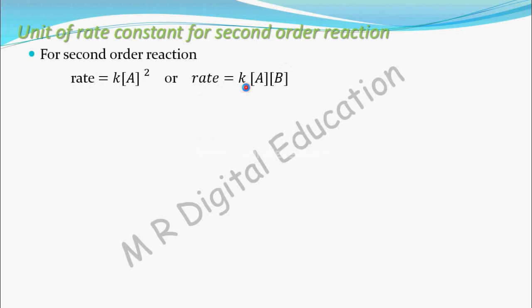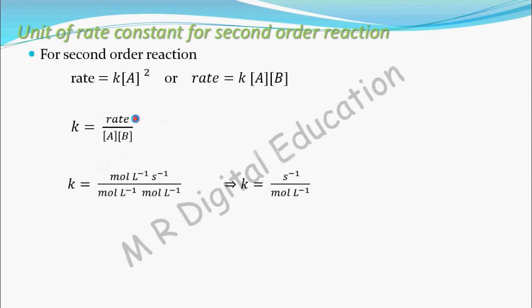Now I will take this one to find the unit of rate constant. From this equation, K equals rate by concentration of A into concentration of B. You know that the unit of rate is mole per liter per second, and if you express concentration in molarity, its unit will be mole per liter, and the unit of concentration of B will also be mole per liter. Now cancel one mole per liter with the other. What is left? Per second and mole per liter. So K equals per second divided by mole per liter.